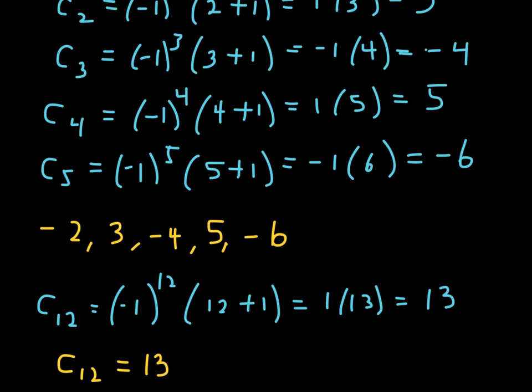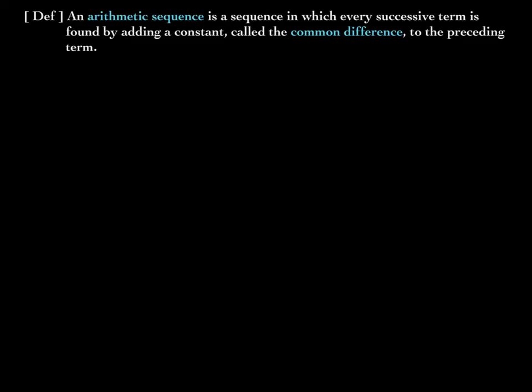Matter of fact, what I would love to do now, before we go to another example, is to write down for our notes the definition for an arithmetic sequence. An arithmetic sequence is a sequence in which every successive term, each next term, is found by adding a constant called the common difference to the preceding term. In other words, you keep adding the same number over and over again.